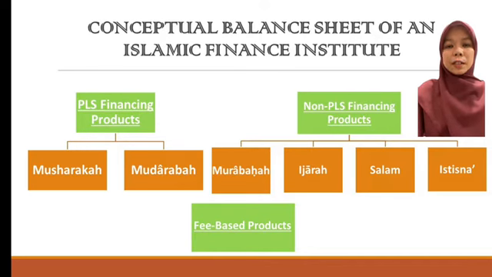PLS financing is close to the spirit of Islamic finance. There are two types of PLS financing, which are musyarakah and mudarabah. Musyarakah is a profit and loss sharing partnership and the most authentic form of Islamic financing. Mudarabah is a profit sharing and loss bearing contract where one party supplies funding and the other provides effort and management expertise with a view to generating a profit.